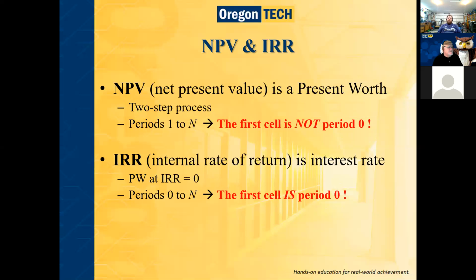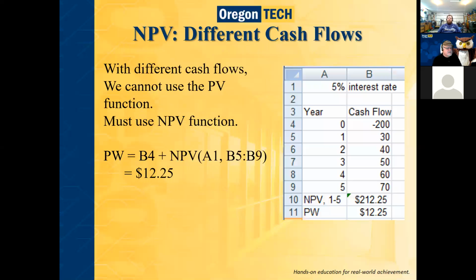Now, this will make more sense when you do examples. So, straight out of the book. Here you have some uneven cash flows. Okay. Year 0 is spending $200. Then because of that money you spent on a new lathe, say you have $30 year 1, $40 year 2, 50, 60, 70. Every year it goes up $10.